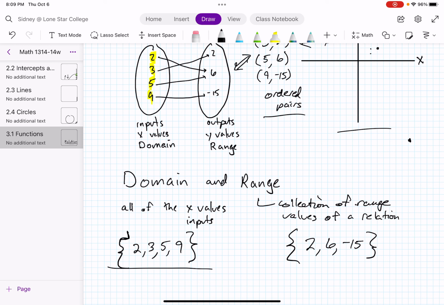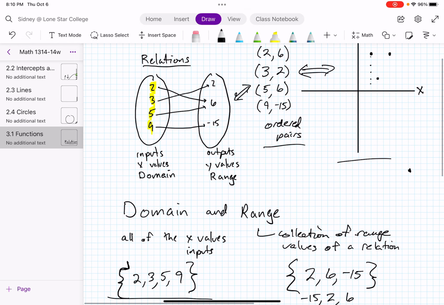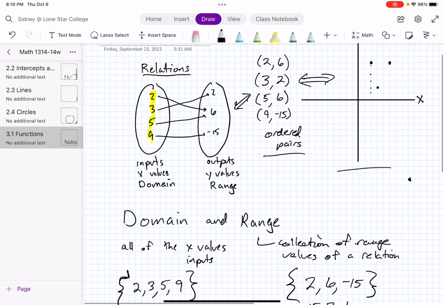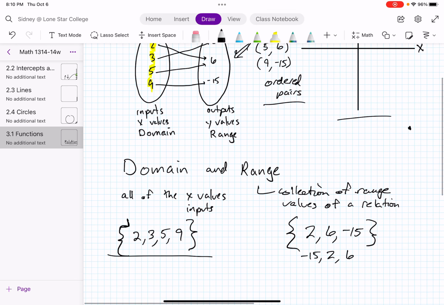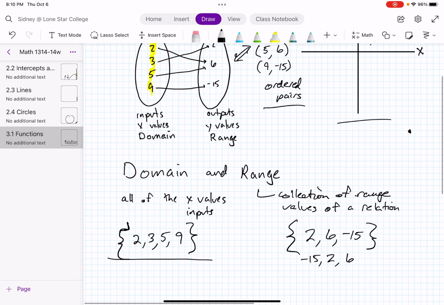So something like this. Now, I will say that typically they're written in numerical order. They don't have to be, but they are, so I probably should have written this -15 first. Just be aware, though, that domain and range is when we're looking holistically at a relation, and domain being all of the inputs, all of the x values, range being all of the outputs or all of the y values.